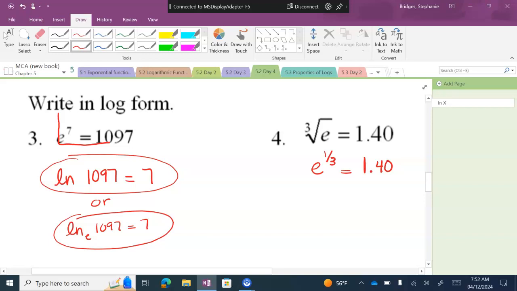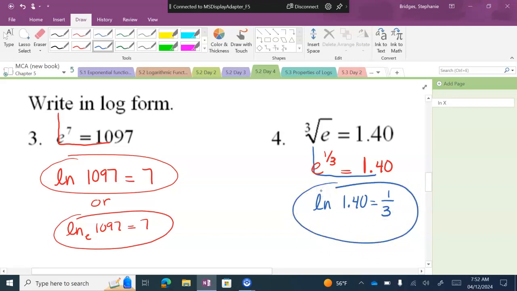Now that my base is written with an exponent, we can draw our L and write our natural log. It's going to be the natural log of 1.4 is going to equal, what's my exponent? 1/3, yeah. Again, you can write the little base E there if you want to, but that is not necessary. Other than having a base of E and writing LN instead of the word log, is there any difference here than what we've done?